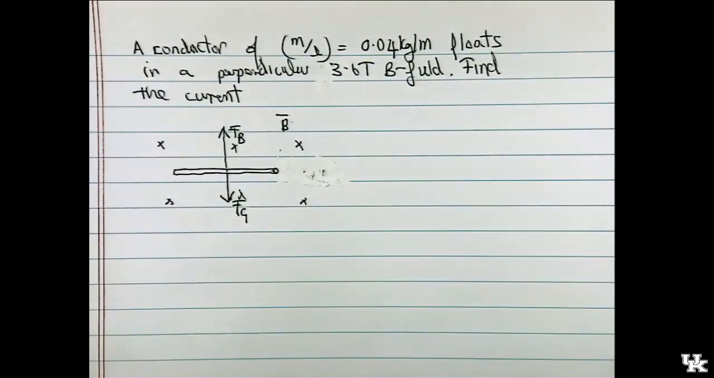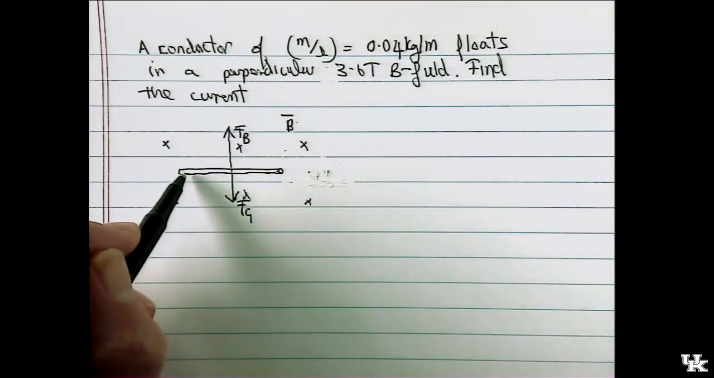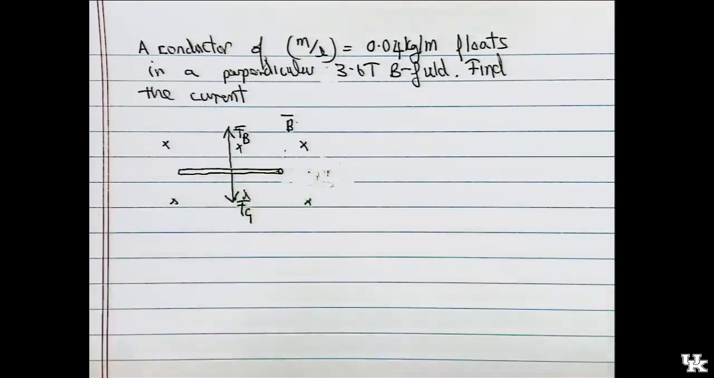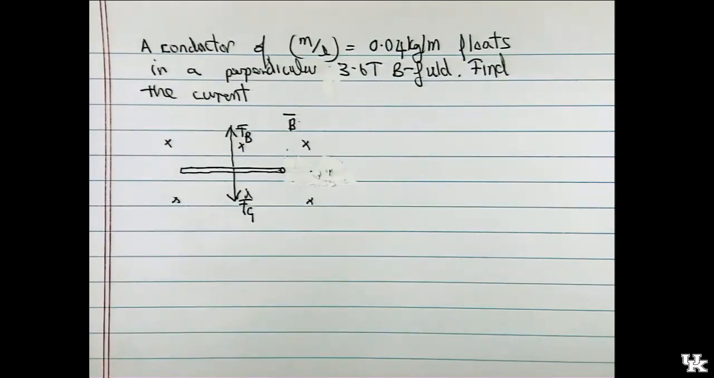So here's the problem. I started solving it by drawing a diagram. I just sketched the rod because that's the important point, floating in the Earth's gravitational field. We don't know its mass, we don't know its length, but we know the mass per unit length. I wrote that as m over l, and we were told it is 0.04 kilograms per meter. So every meter of the rod would have a mass of 0.04 kilograms.